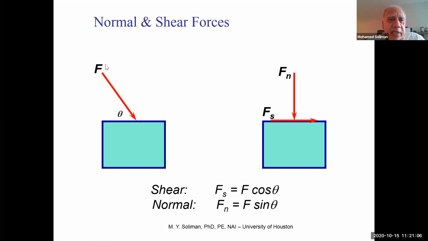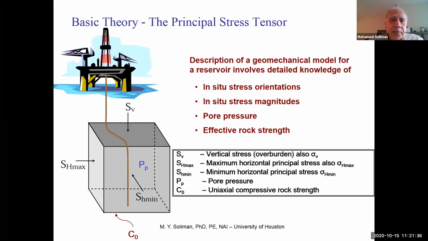So I can break this force into two components, one parallel and one perpendicular to the rock. The parallel one is my shear force, and the perpendicular one is the normal force. If I take that normal force divided by the area, that gives me the stress. That would be my normal stress. The shear stress is again the same thing: take the parallel force divided by the area.